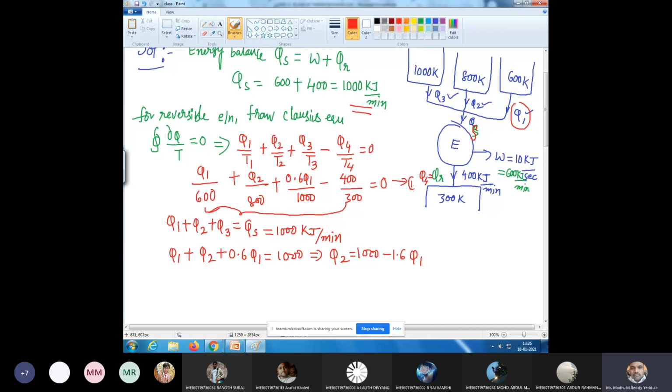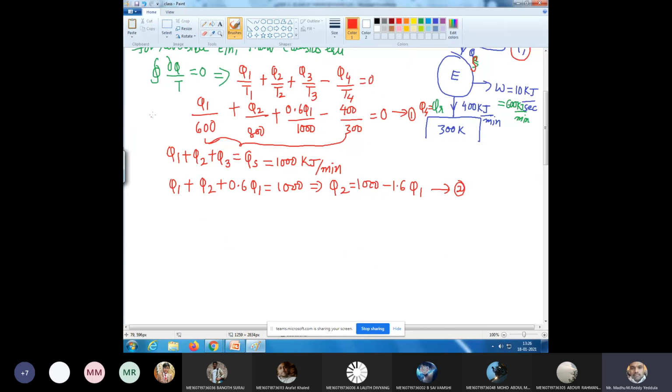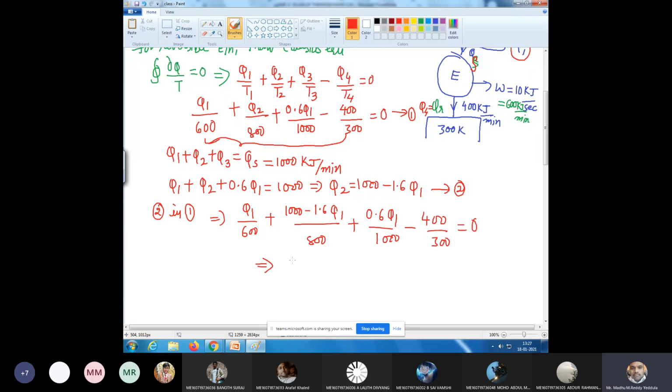So let us say this is equation number 1 and this is equation number 2. Now substitute the Q2 value in equation 1. So therefore, I will get Q1 by 600 plus Q2 replaced by (1000 minus 1.6 Q1) divided by T2, where T2 is 800 plus 0.6 Q1 divided by 1000 minus 400 by 300 is equal to 0. If you solve this equation, which value will you get? Q1.